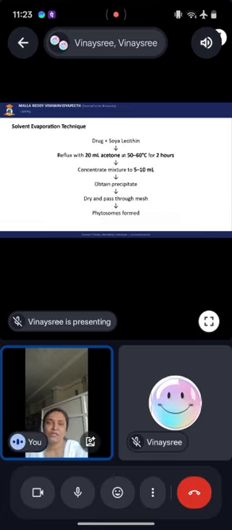And the last method is solvent evaporation technique. In this, we are going to add the soya lecithin with the drug, reflux with 20 ml of acetone at 50 to 60 degrees for 2 hours. We are going to concentrate the mixture until it is 5 to 10 ml. Now whatever precipitate is formed will be dried and passed through the mesh. So these are the different methods to prepare a phytosome.